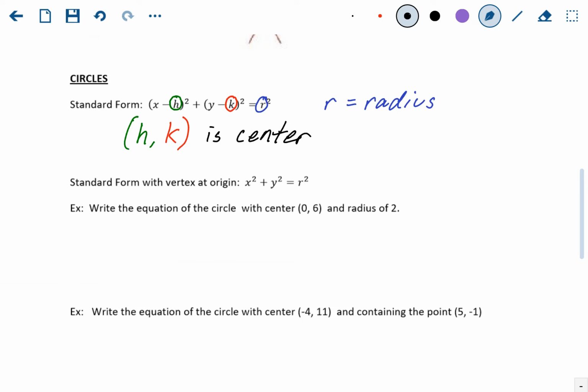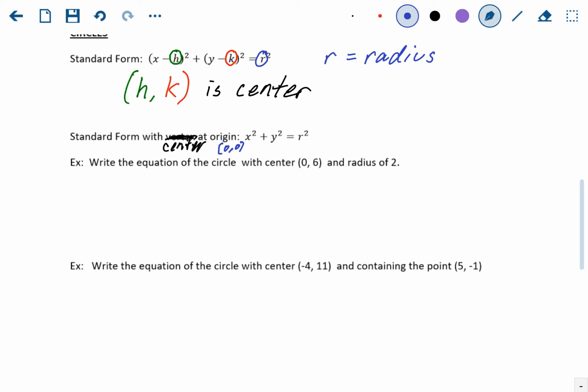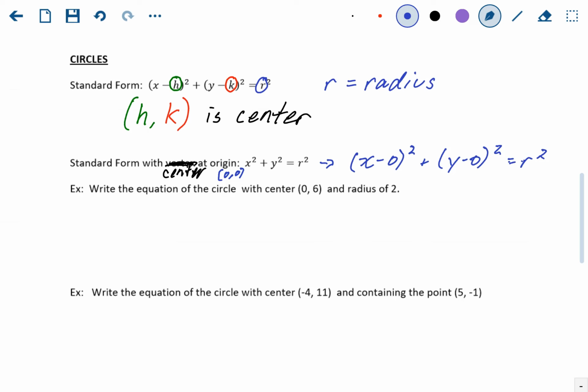All right, standard form with a center at the origin is x squared plus y squared equals r squared. Now again, why does it have a different formula? It really doesn't, but if your center is at the origin, that means your center is (0, 0), which means your h value would be 0 and your k value would be 0. So really, it's the same formula, just simplified, because you'd have x minus 0, which of course is just x squared, plus y minus 0, which of course is just y squared, equals your radius squared. Okay, so that's always going to be the same. h is the x value, k is the y value of the center, r is the radius.